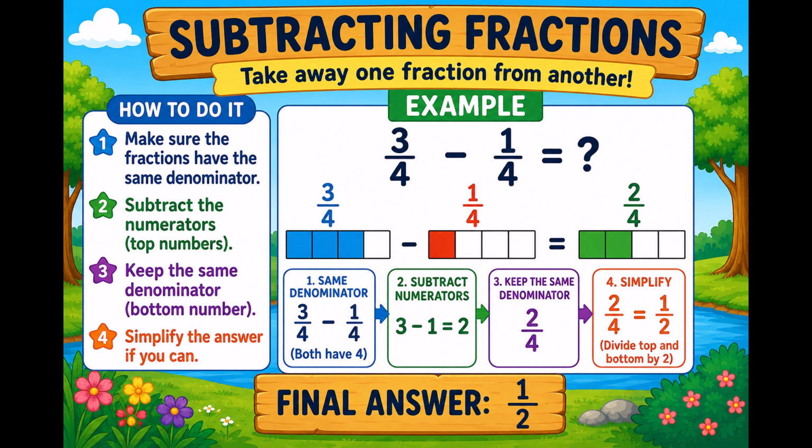Subtracting fractions. Take away one fraction from another. So how do we do it? Again, make sure the fractions have the same denominator. Subtract the numerators, which are the top numbers, and then keep the same denominator, which are the bottom numbers, and then simplify the answer if you can. Pause this video to continue to discuss it, and also pause it so that you can discuss your student activity and activity book.